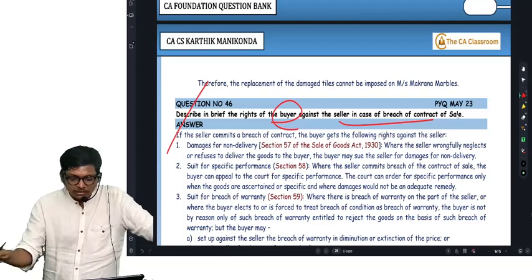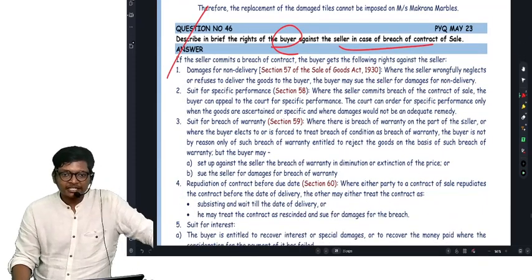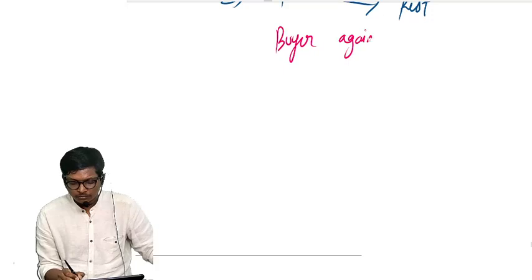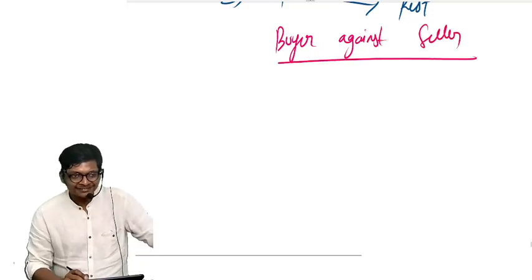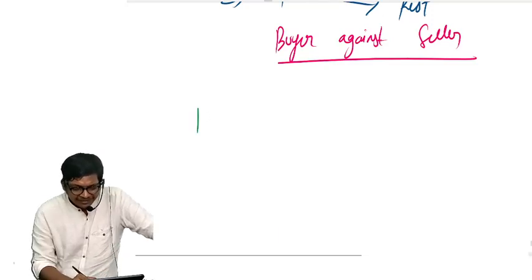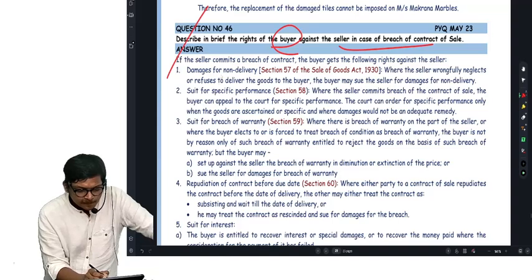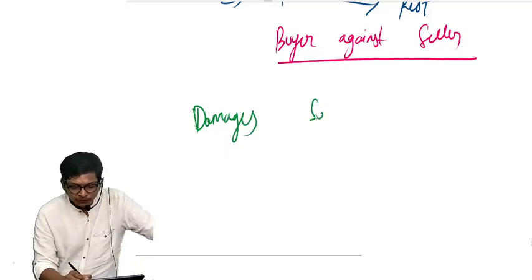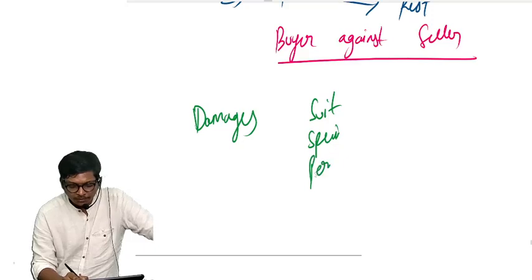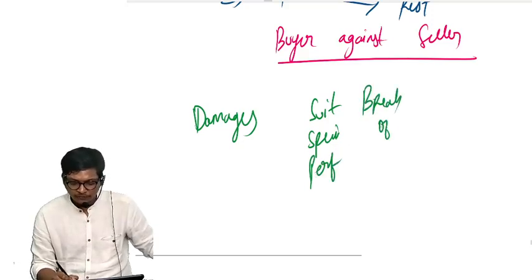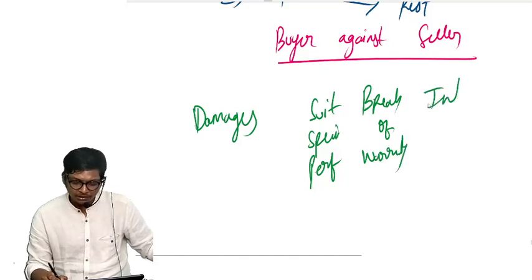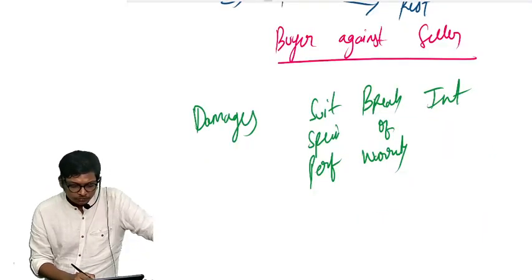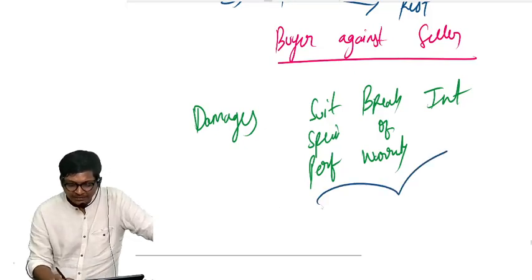Describe the rights of buyer against seller in case of contract of sale. Simple, straightforward points. What are the actual points, guys? Buyer against seller, let me know. Suit for price, no, that's buyer against seller. Damages for non-delivery. See the book and tell. Damages for non-delivery. Then suit for specific performance, breach of warranty, interest. Then the last one, account. Repudiation of contract before due date. That is nothing but anticipatory breach.